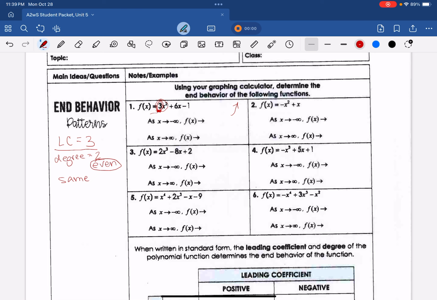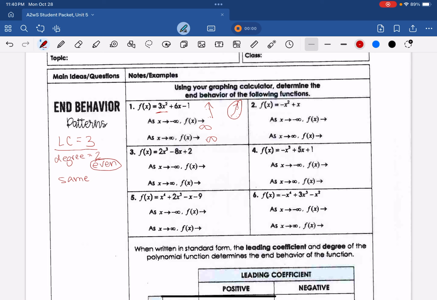Now, because it is an even power, that x squared tells us that both sides are doing the same thing. Okay? So if it's an even degree, your ends are doing the same thing, and the lead coefficient tells you if it's opening up or opening down. So it tells us what the right side is doing, opening up, and since it's an even, the other side is doing the same thing. So our end behavior for number 1 is that both ends are headed up, so towards positive infinity.